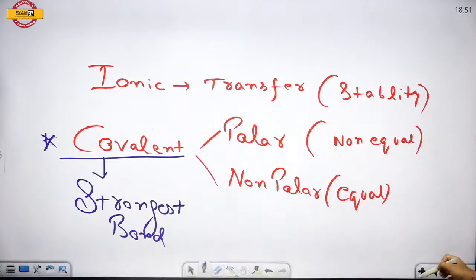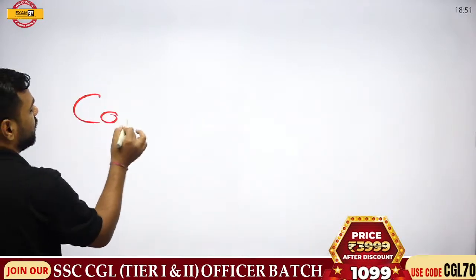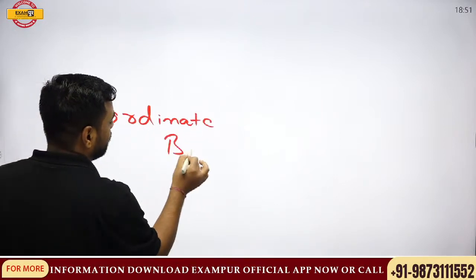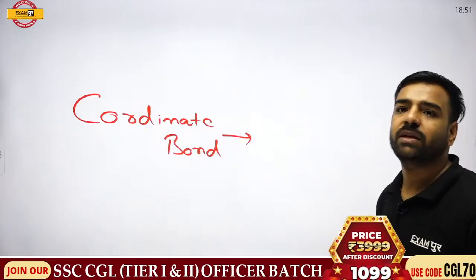Now talking about the next part. If I go with the coordinate bond, what was happening here? If I talk about the coordinate bond, we knew there was a bonding that was covalent bond where sharing was taking place.